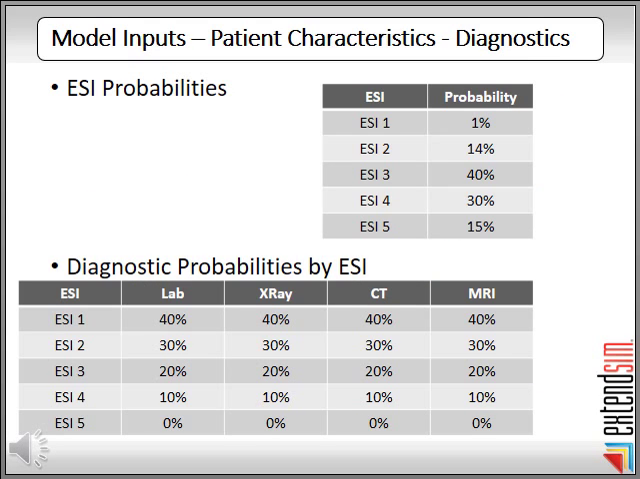We have just discussed how the model sets up the ESI on the patients. Now we will take that a step further and use the ESI to set up the lab attribute. The diagnostic probability table contains the probability a patient will need labs based on their ESI level. For example, 40% of ESI 1 patients will require a lab. 30% of the ESI 2 patients will require a lab. This table also contains information on X-ray, CT, and MRIs, but for this illustration we will only look at labs.